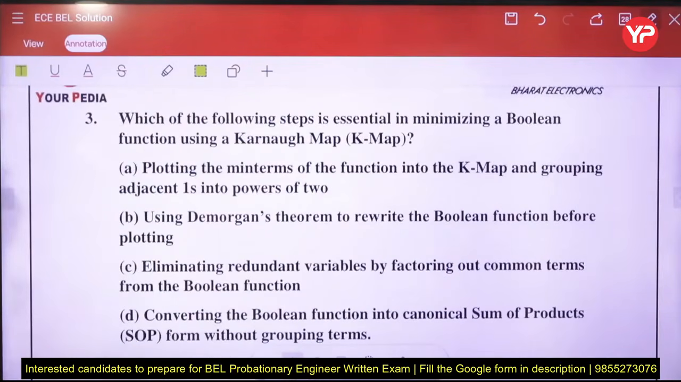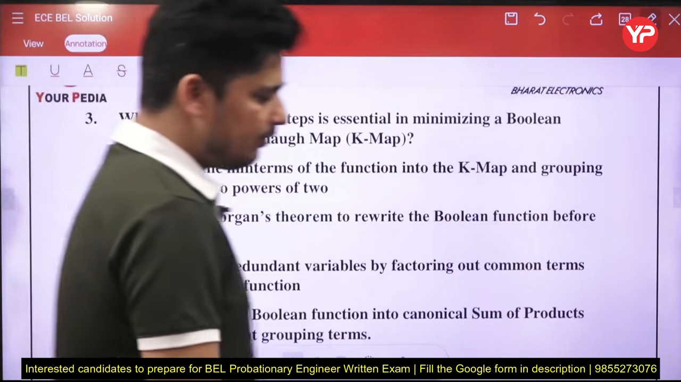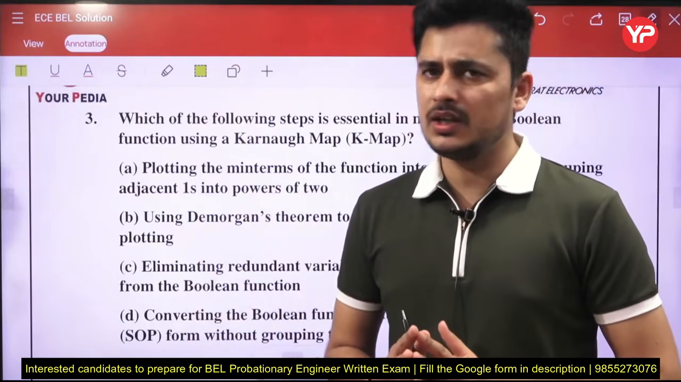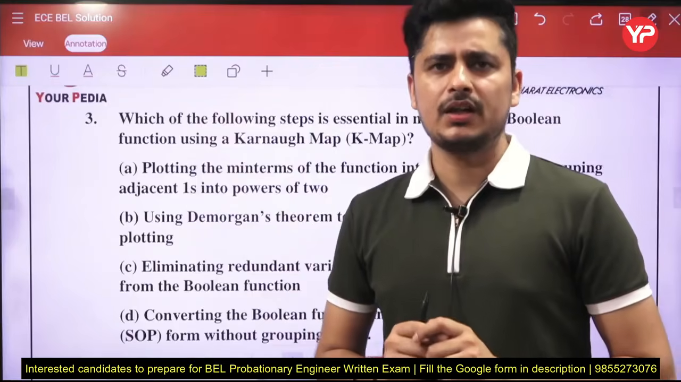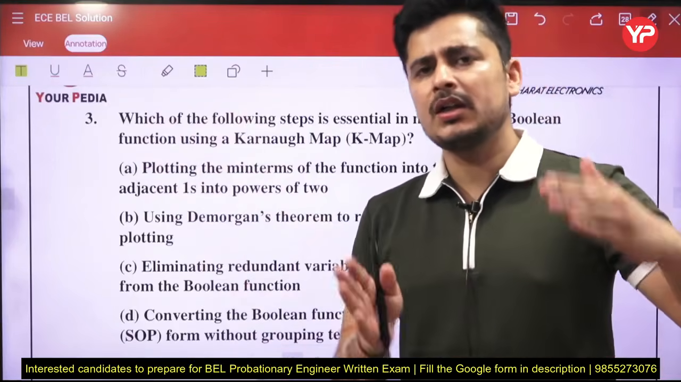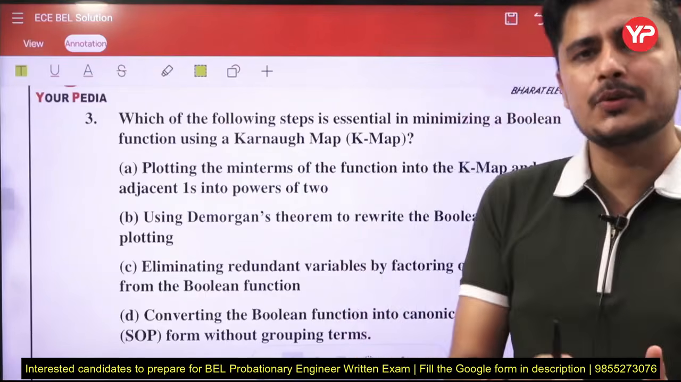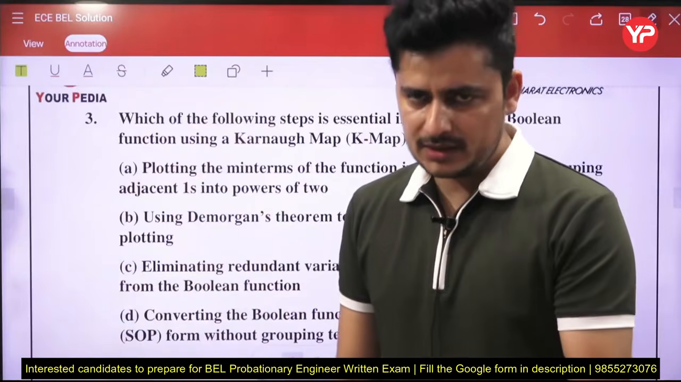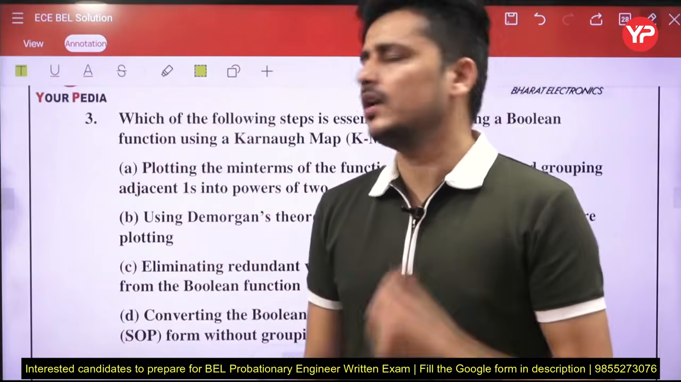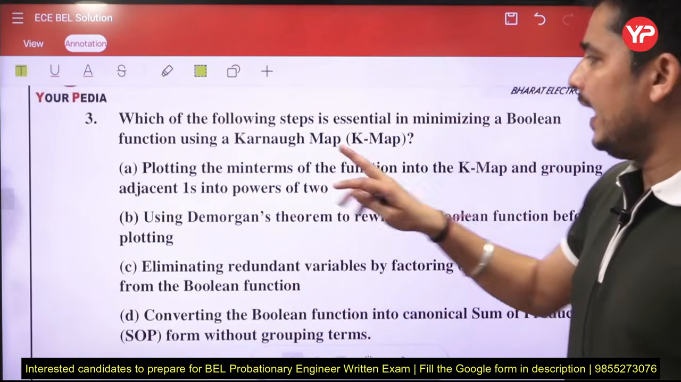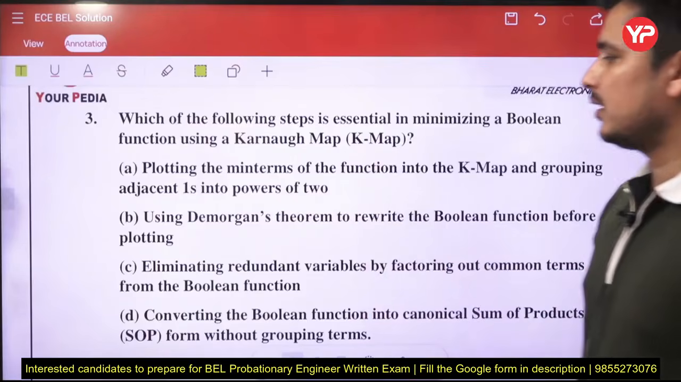Next: which of the following steps is essential to minimize a Boolean function using a K-map? Whenever you minimize a Boolean function using a K-map, you make groups in powers of 2. First we try to make a group of 16 if possible, then 8, then 4, then pairs. If a pair is not possible, we take the variable single. So plotting the min terms of the function into the K-map and grouping adjacent ones in powers of 2 is the correct answer for this one.